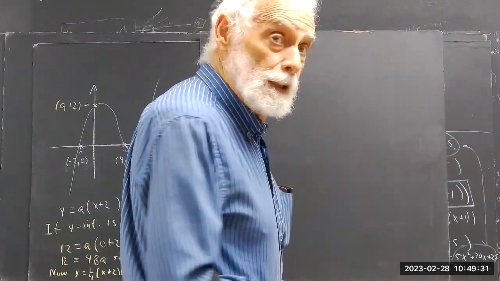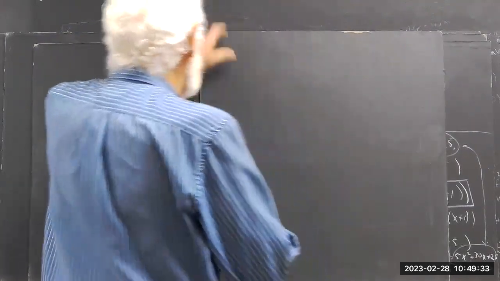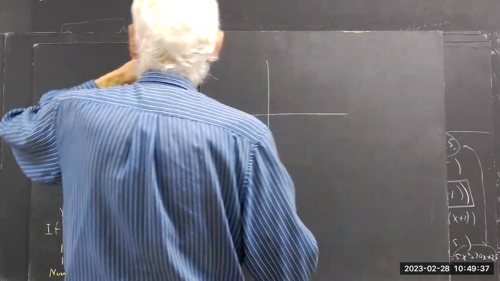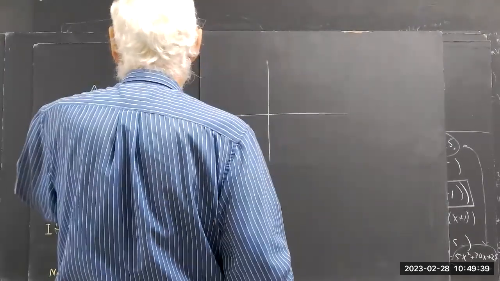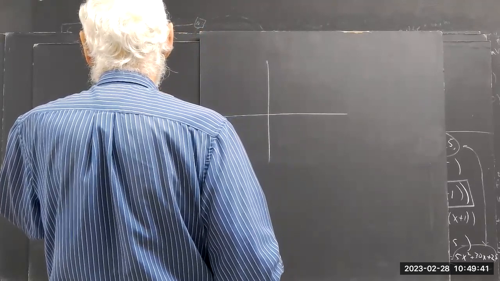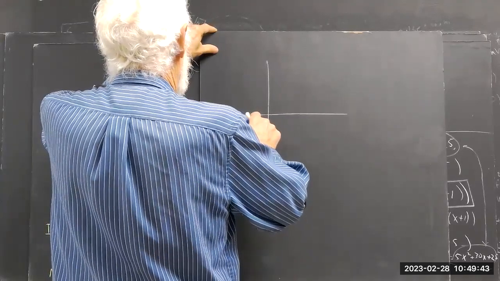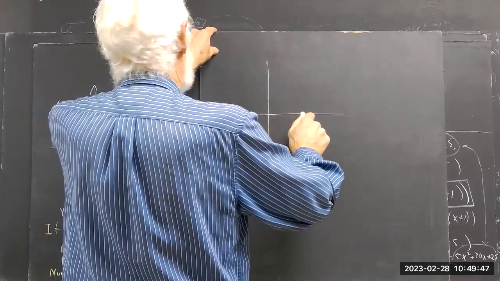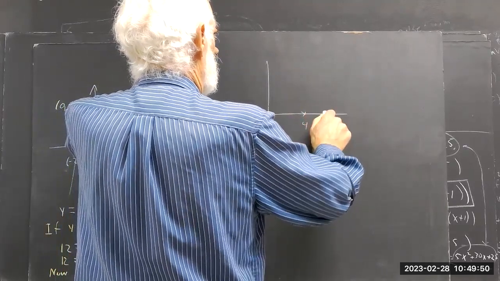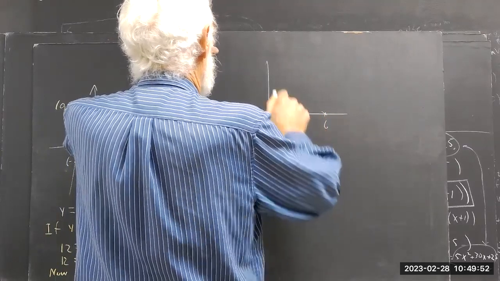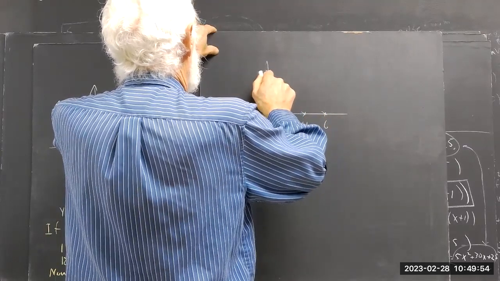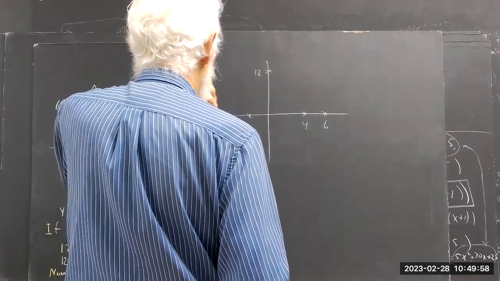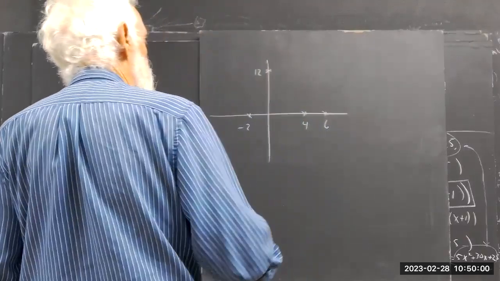Let's say we've got the same zeros, so we've got the same graph. I'll even put the same zeros. So here x is -2. Here x is 4. X is 6. And here y is 12. Now the graph does this.